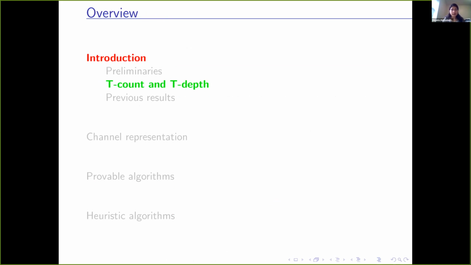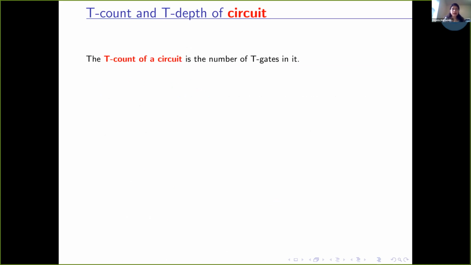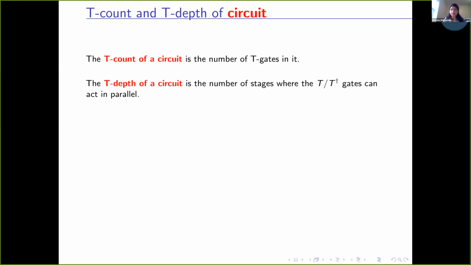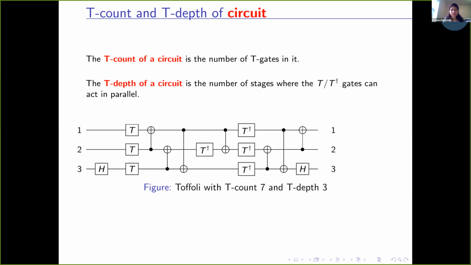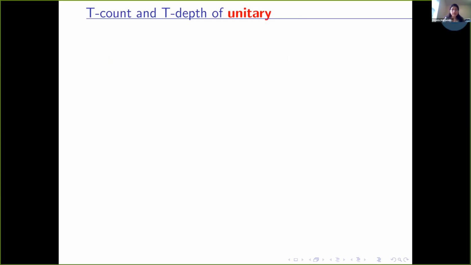Now I'll define what is the T count and T depth of a circuit and a unitary. For a circuit, the T count is the number of T gates in it. And the T depth is the number of stages where the T or T dagger gates act in parallel. For example, this is the circuit of a Toffoli gate, whose T count is 7 and the T depth is 3. Now, there can be more than one circuit which implements the same unitary.